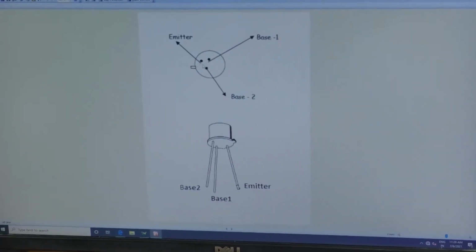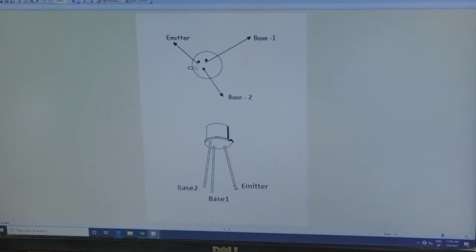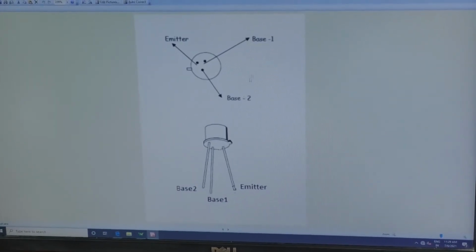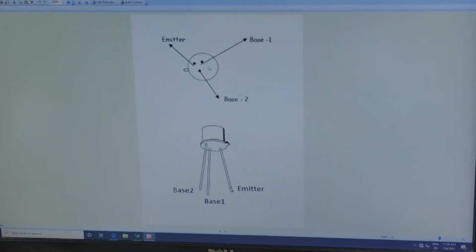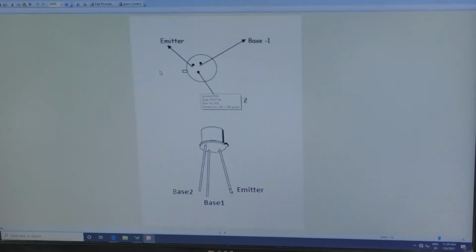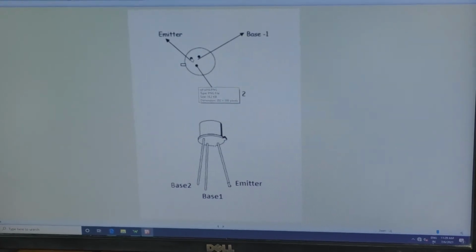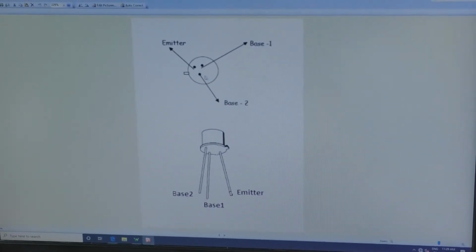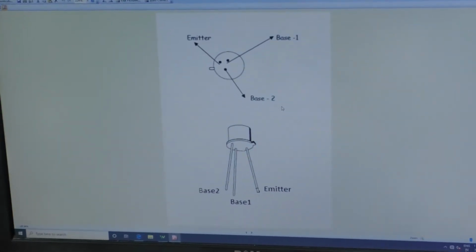If you make it the reverse way, with the notch present here, from there you go in the clockwise direction: emitter, base B1 and B2. If you reverse it, it will go anti-clockwise. So this is the pin representation of the UJT: emitter, B1 and B2. You can see that the emitter and base B1 are near. The far one, placed across these two, will always be B2.